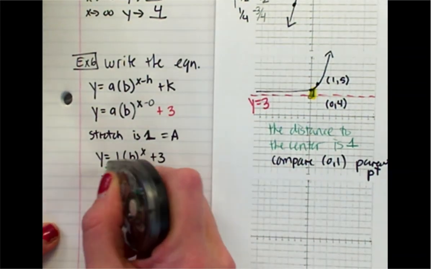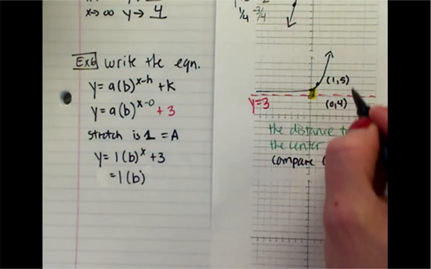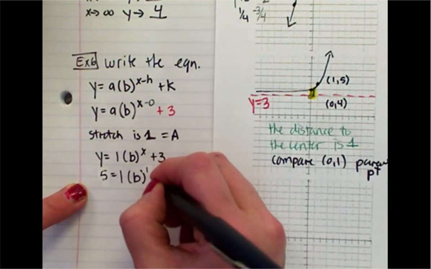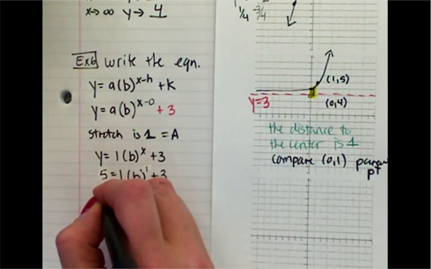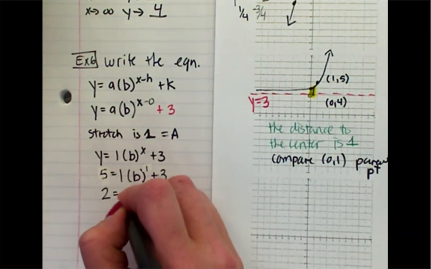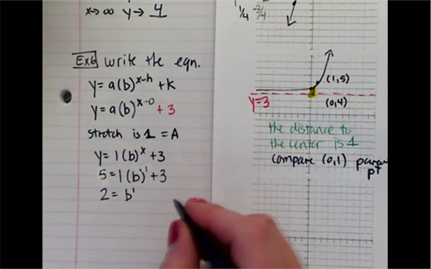Let's go ahead and pick the other point because that eliminated the variable I was trying to solve for. So let's pick 1, 5. Okay, much better. 2 equals b to the first, which is just b. I switched over and did the other point because the first one didn't work out for me. Okay? Oh, b equals 2.